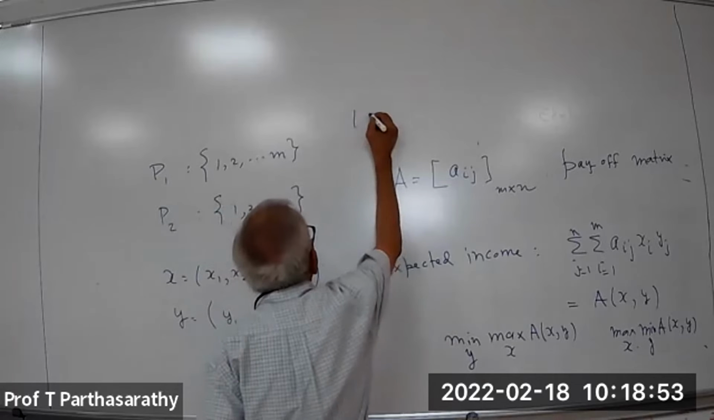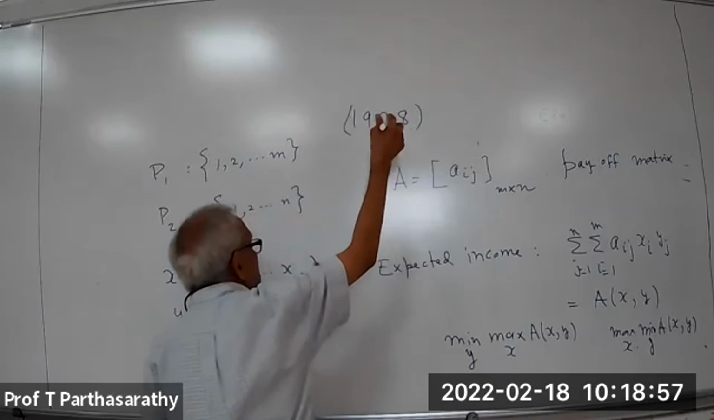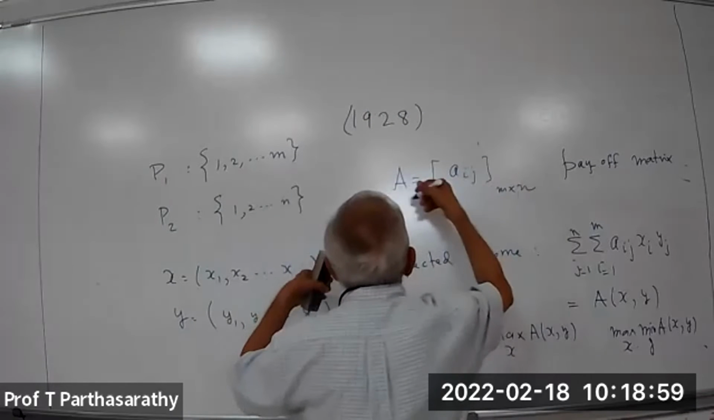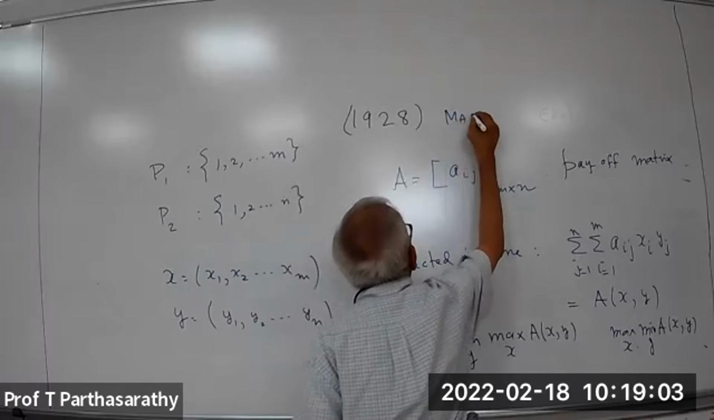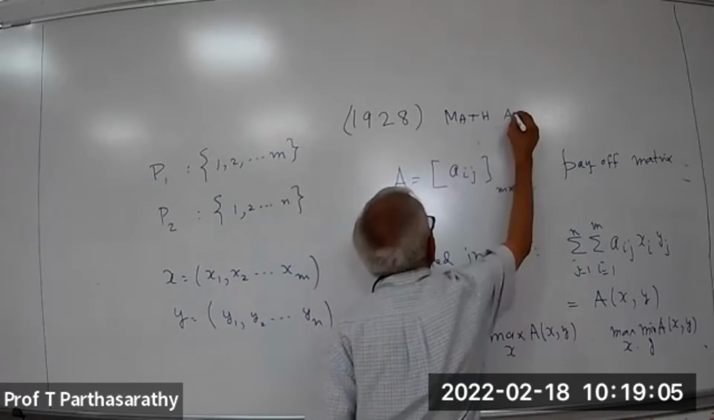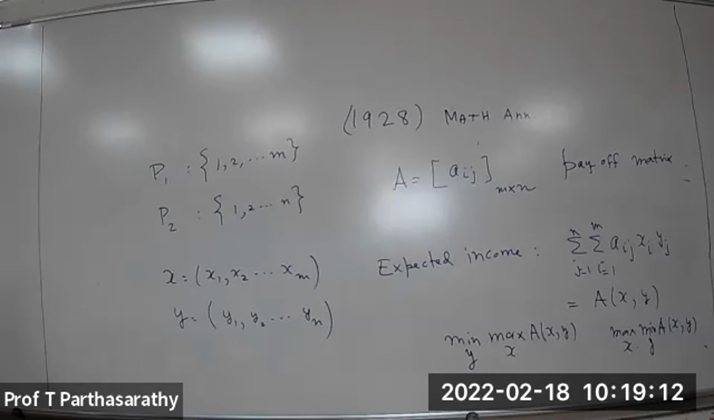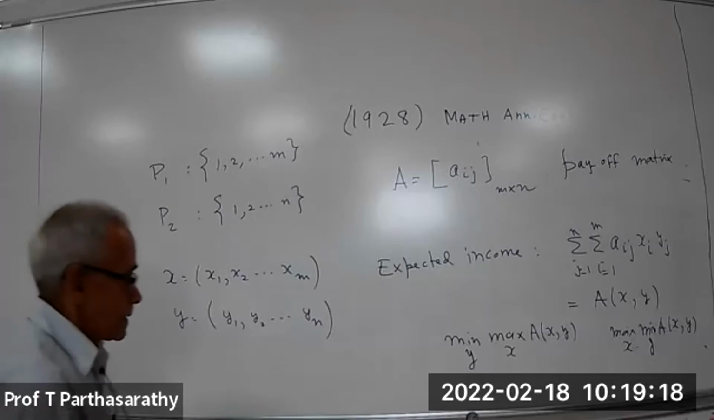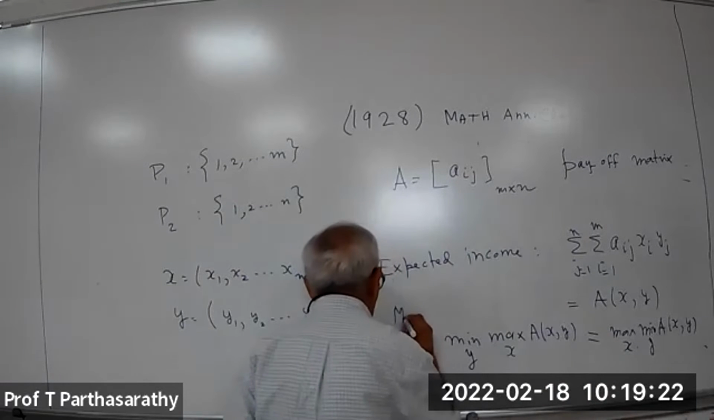This is a paper which appeared in 1928. It is when game theory actually started from the mathematical point of view, I should say. This paper appeared in a German journal, Mathematische Annalen. This is the first fundamental paper for zero-sum games. And he proves that these two quantities are equal. So that's why it is called the minimax theorem. This is the famous minimax theorem.